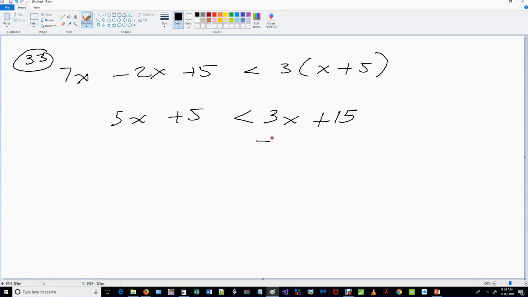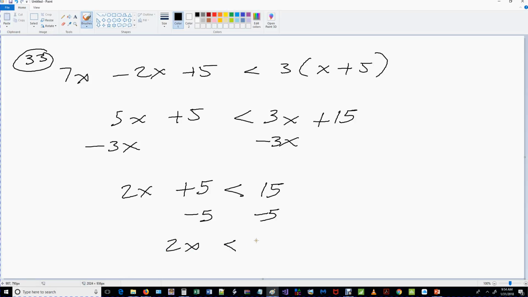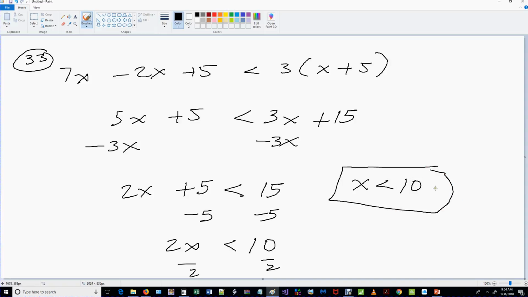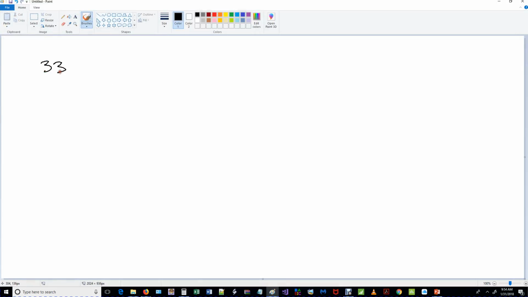Now we are going to subtract 3x and subtract 3x, and I do that instead of the other way around, because when I do 5x minus 3x, you get 2x plus 5 less than, 3x minus 3x cancel, you just get 15. Now you subtract 5, so you get 2x less than 10. Now you divide by 2, and you get x is less than 5. Now I'm going to do this differently. The answer is x less than 5. The answer should be the same, right? So let's do it again, because I want to show you something.